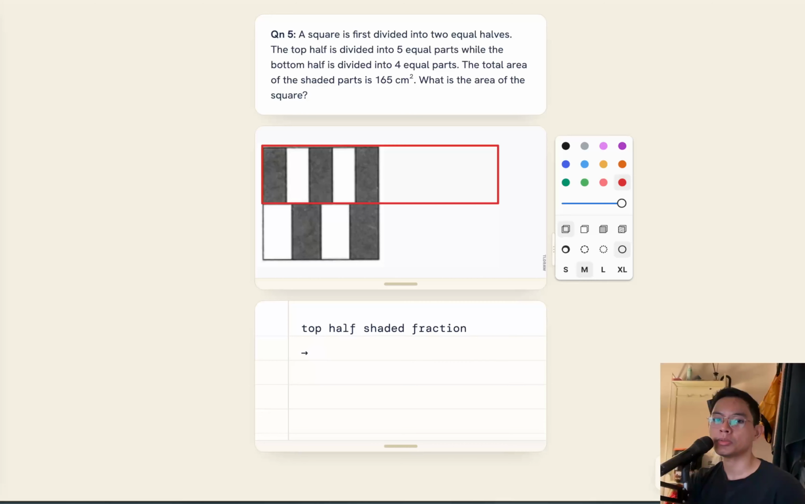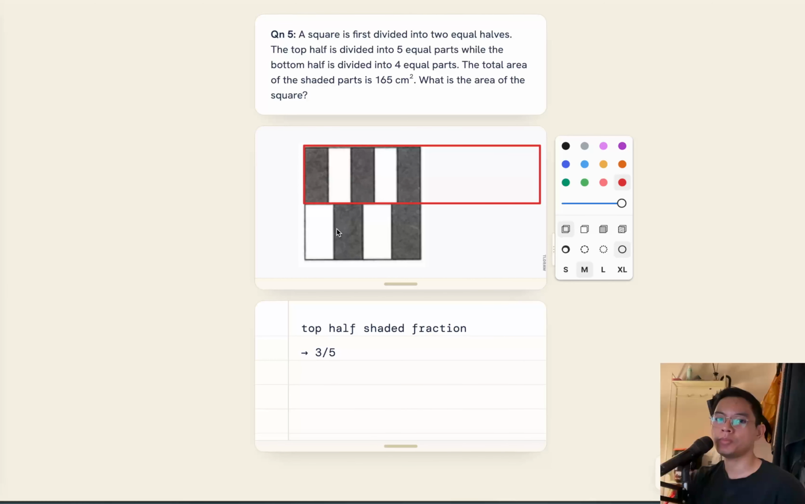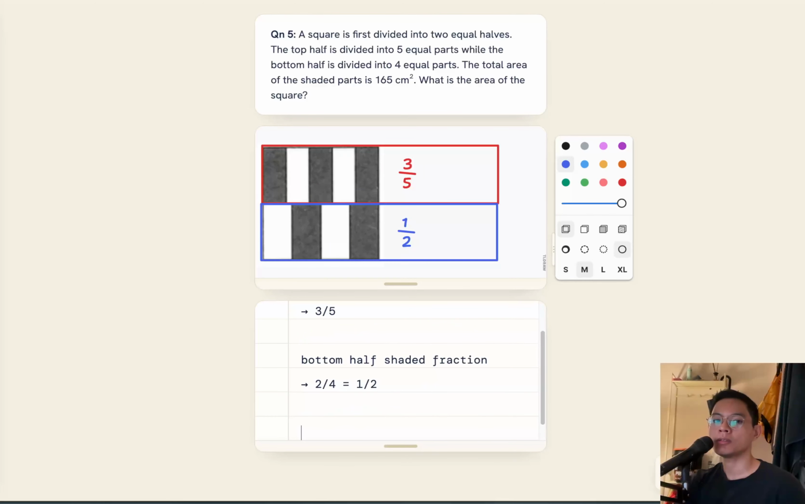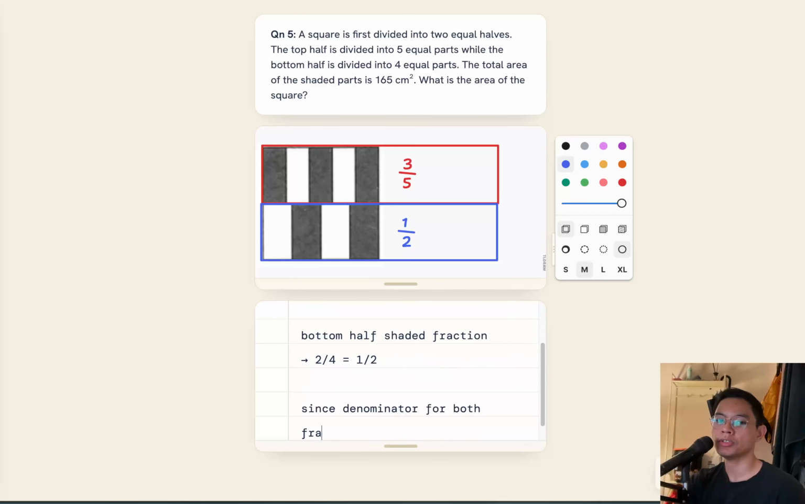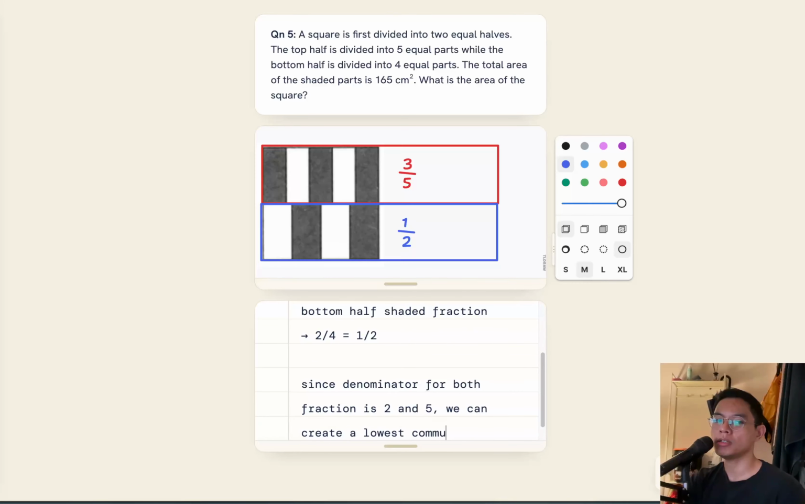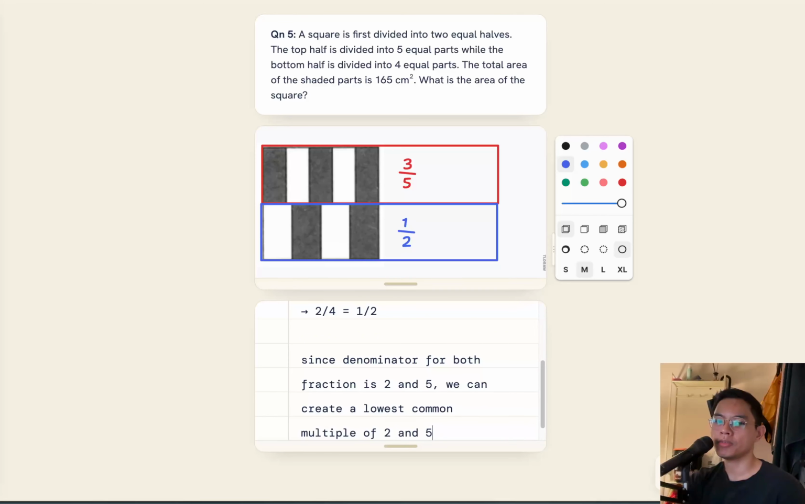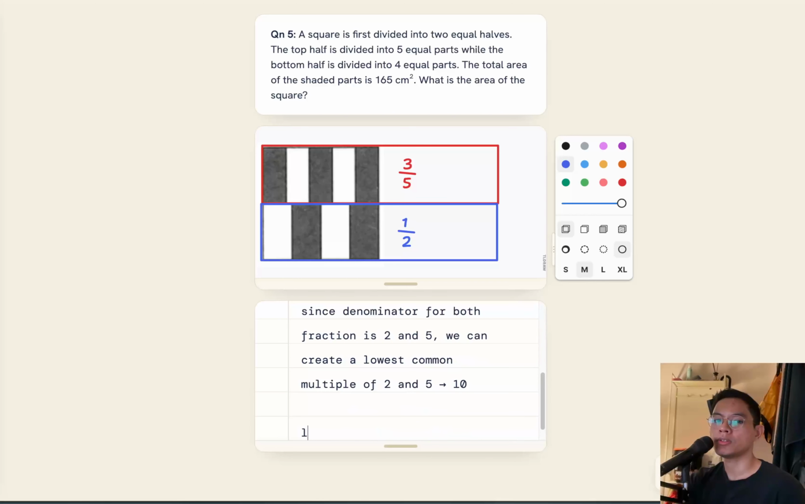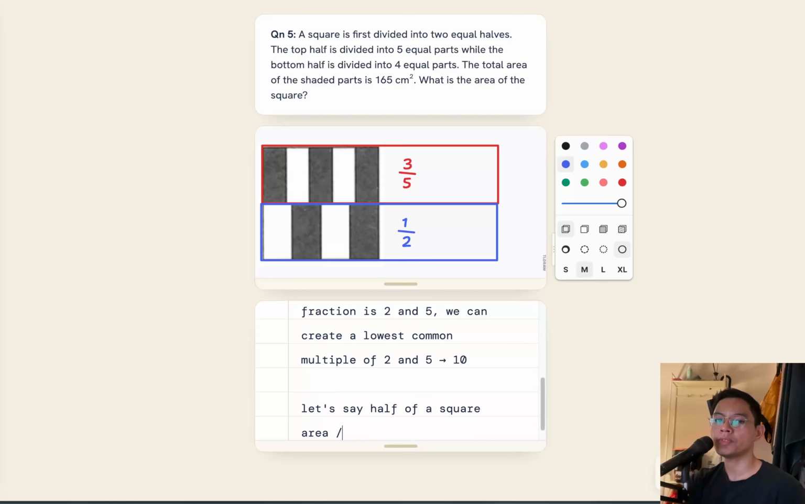For the top half, the shaded fraction is 3 out of 5. In this case, we have 1, 2, 3, so we just put 3 out of 5. The bottom half shaded fraction is 2 out of 4, or half. Since the denominators of both fractions are 2 and 5, we can use the lowest common multiple of 2 and 5, which is 10. So let's say half of the square's area is equal to 10 units.